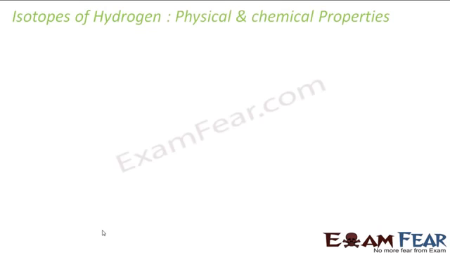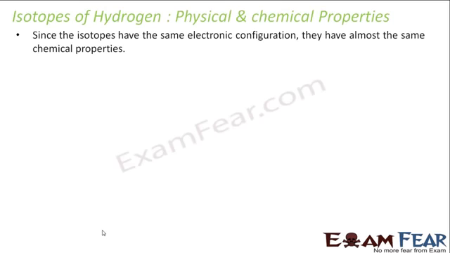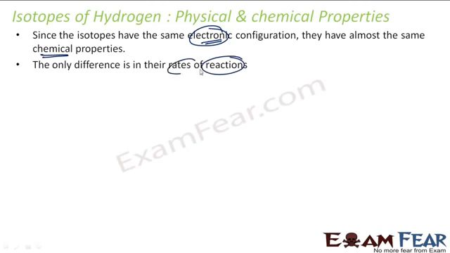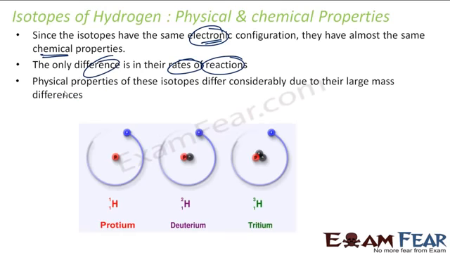Now the physical and chemical properties. Since the isotopes have the same electronic configuration, and we explained in the atom chapter that chemical properties depend on the electronic configuration, they have the same number of electrons. So they have almost similar chemical properties, but the rate of reaction will differ.